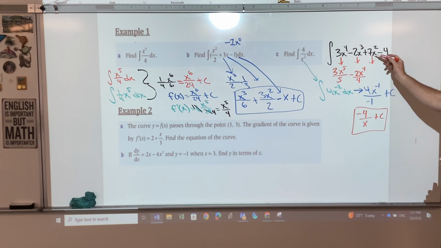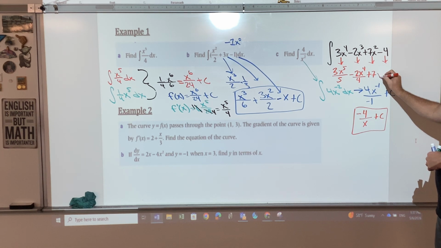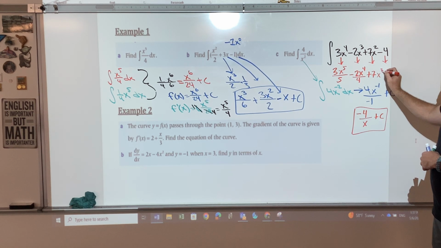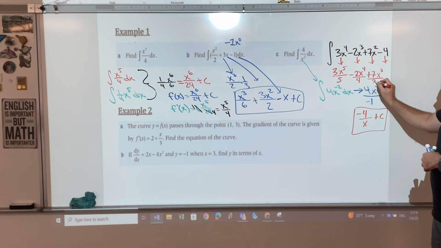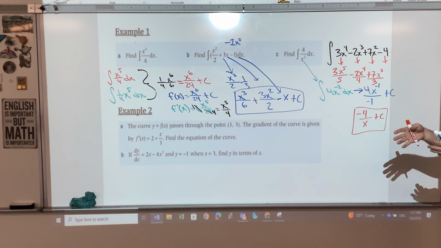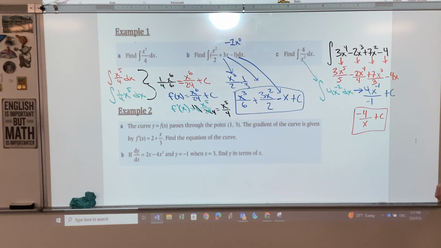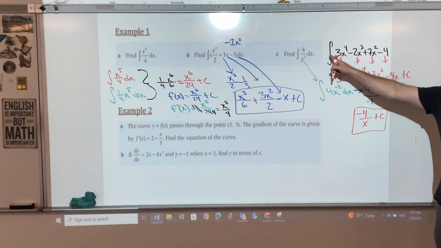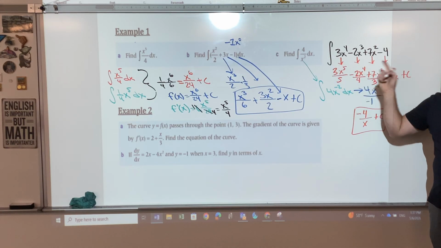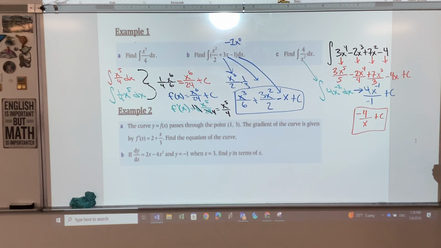Then plus 7 comes along for the ride, x cubed over 3. The antiderivative of a constant is just that number multiplied by x, so negative 4x. And then what do I need? Plus c. If you find an indefinite integral and you don't put the plus c, they're just going to mark you wrong. Okay? So make sure that you have that.